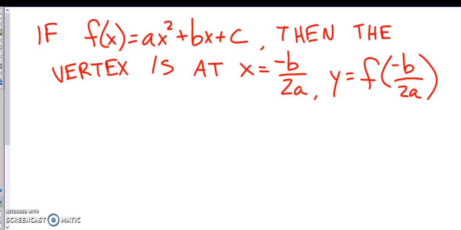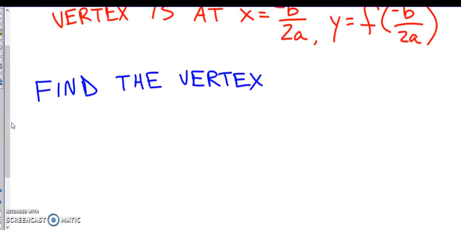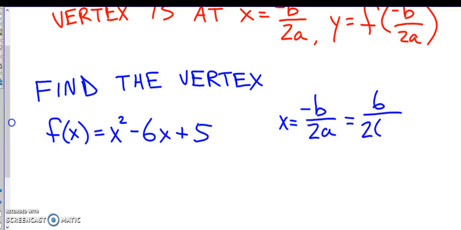So let's practice at this. Find the vertex. So let's say I have f of x equals x squared minus 6x plus 5. So at this point, what I would do is I would say, okay, x equals negative b over 2a. In this case, b is negative 6, so negative b would be positive 6. And of course, a is 1. This would come out to be 3.